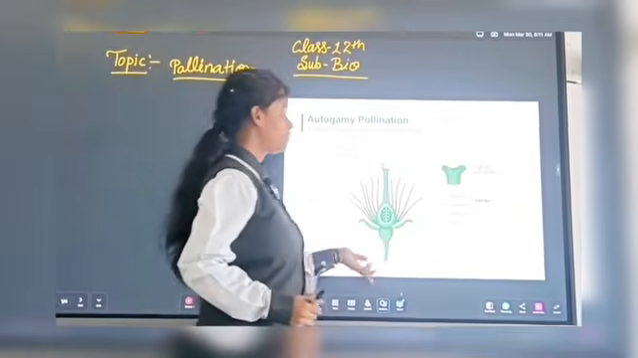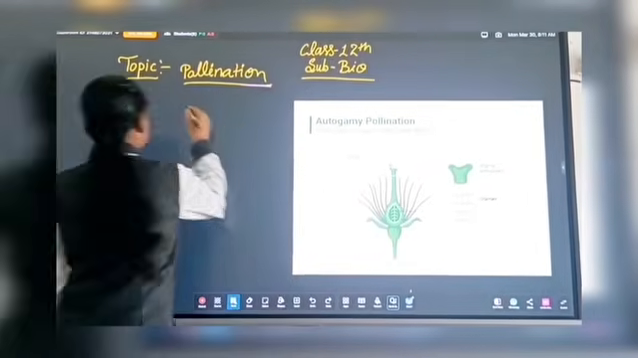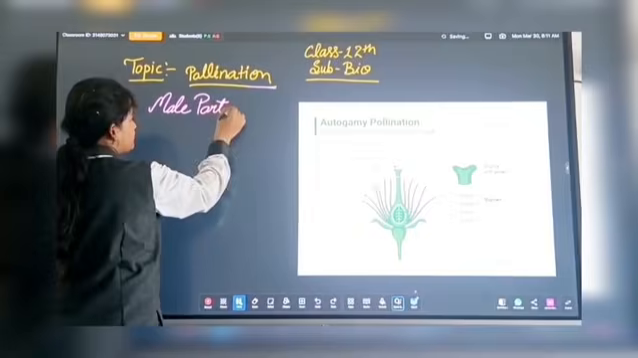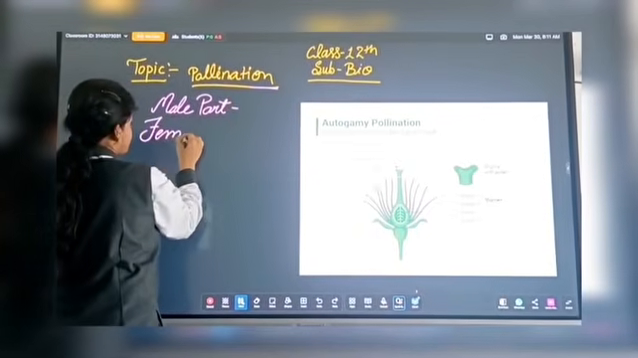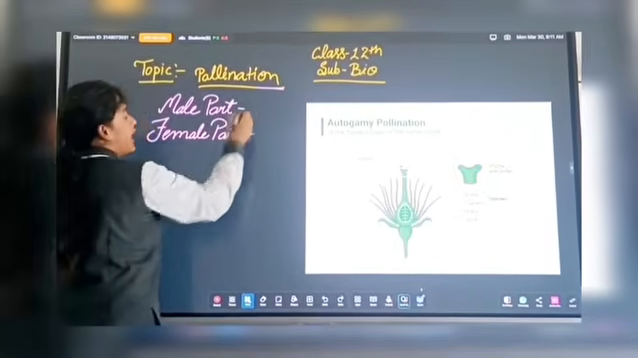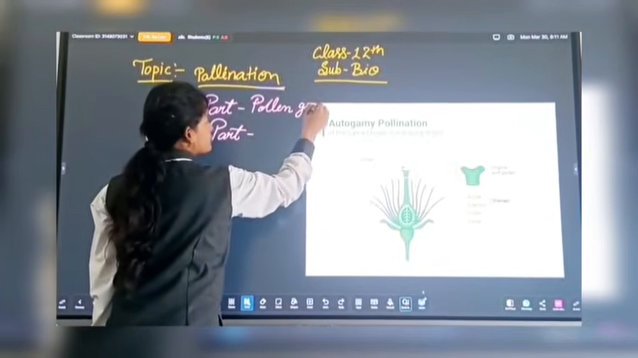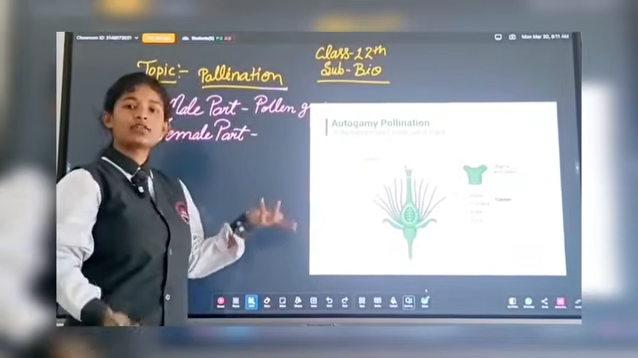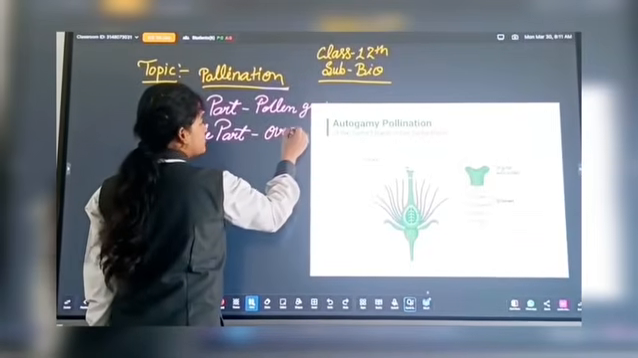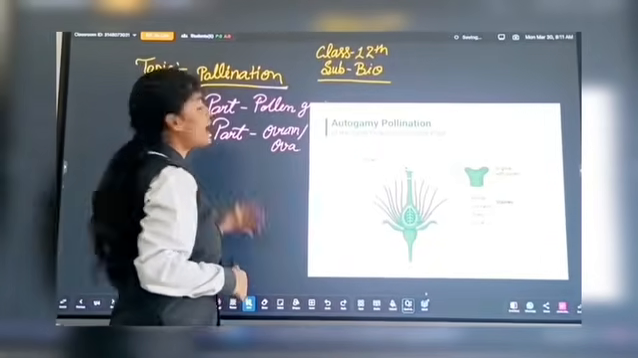So let's just see first what is pollination. We know a flower contains two parts, a male part and a female part, and they both have their own gametes. The male part has pollen grains. It is called androecium, and the female part contains ovum or ova and is called gynoecium. So let's see what happens in pollination.